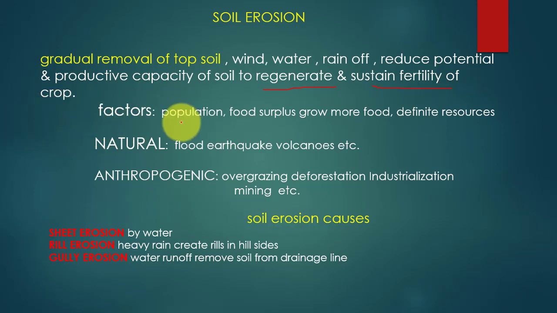Like the first one is population. Population is an important factor because we have definite resources, and to fulfill the population's demand we have to grow more food, or we need to have a food surplus.